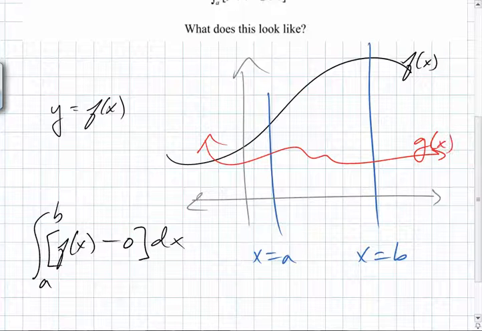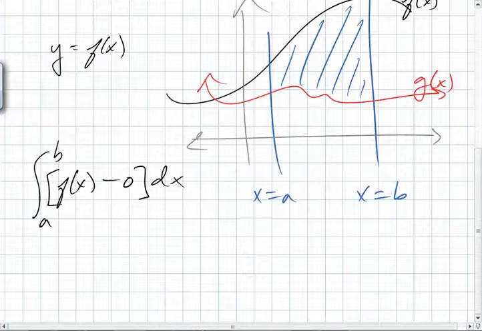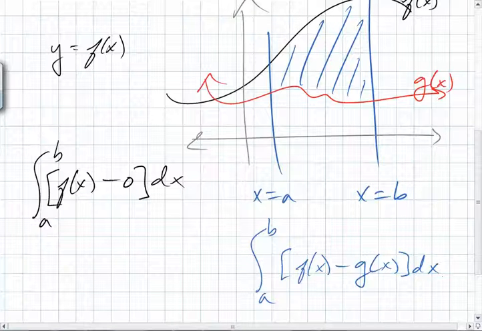If I wanted to find this area right here, how would I do that? Well, it's like the 0. Replace the 0 with the g, exactly. So this is just f of x minus g of x. So the areas between curves you've actually already done. It's just you're subtracting something below. You just have to watch out for a couple things that can happen.